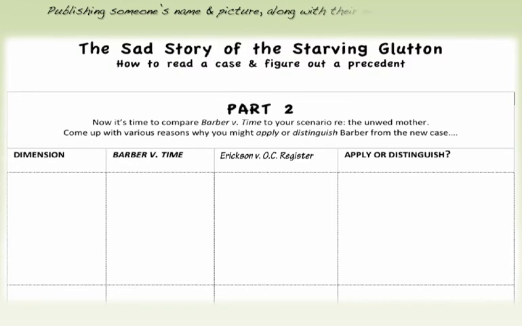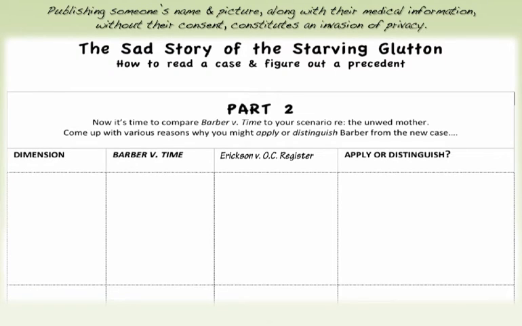But let's go back to looking at the precedent. Publishing someone's name and picture along with their medical information without their consent constitutes an invasion of privacy. So if we look at those ingredients for what constitutes an invasion of privacy under this precedent, Barbara v. Time, we've got publication, identification. In Barbara's case, that was both by name and picture, the publication of medical information specifically, and the absence of consent.